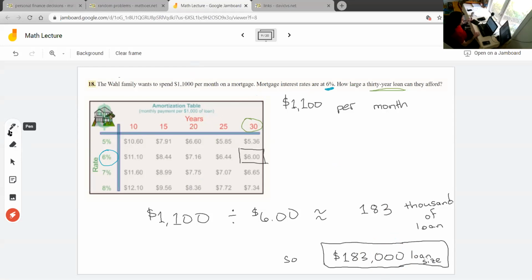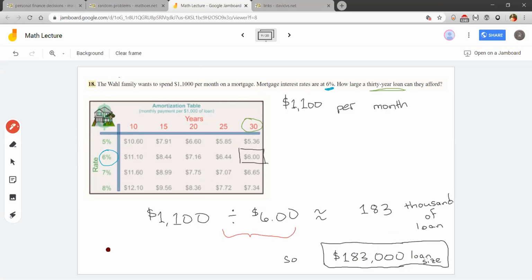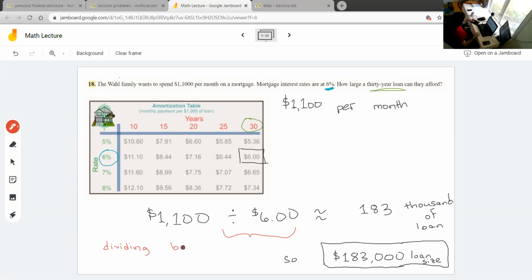Okay, I'm going to add some commentary here. So we're dividing because we're using the scale factor backwards, so to speak.